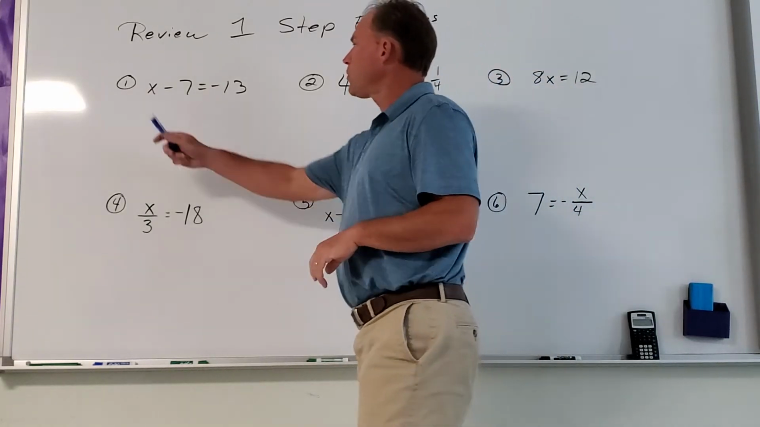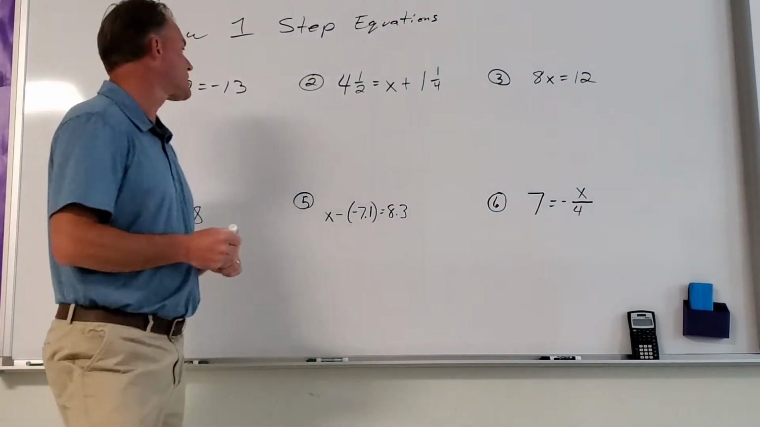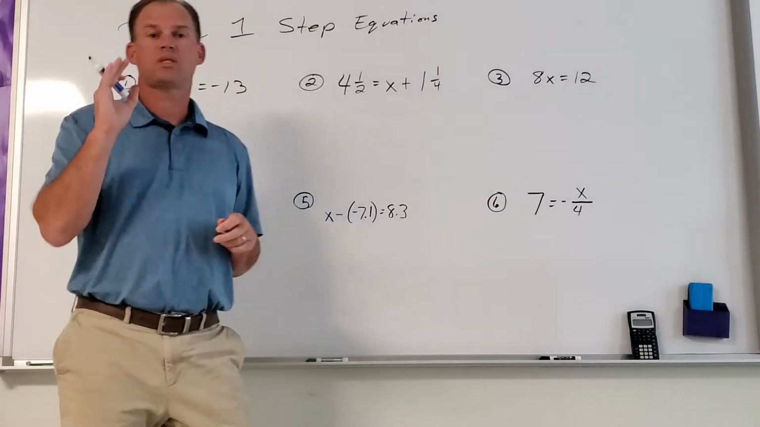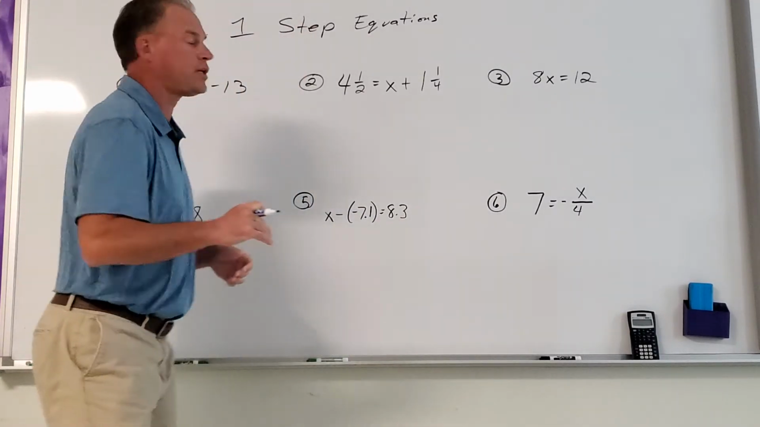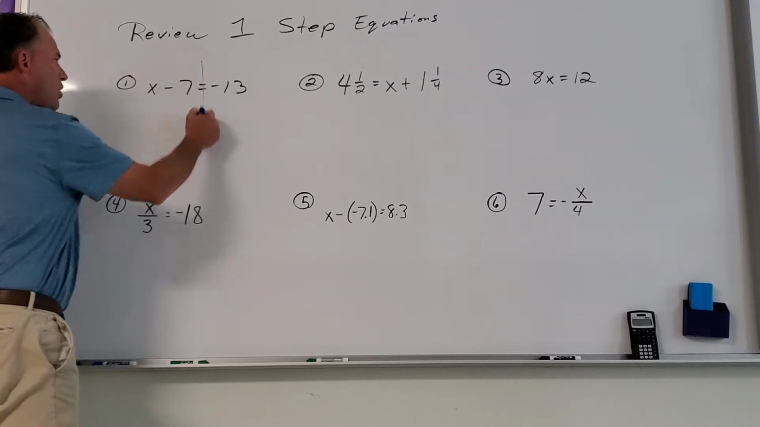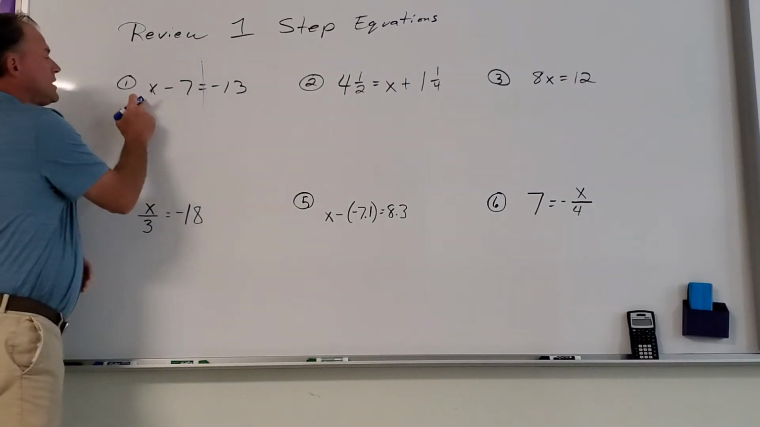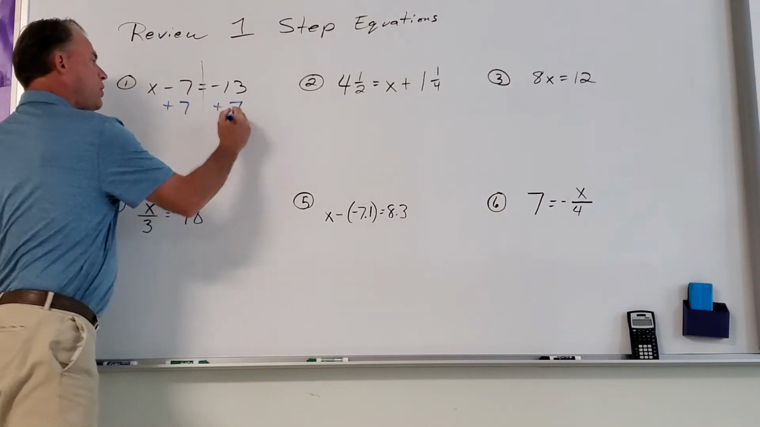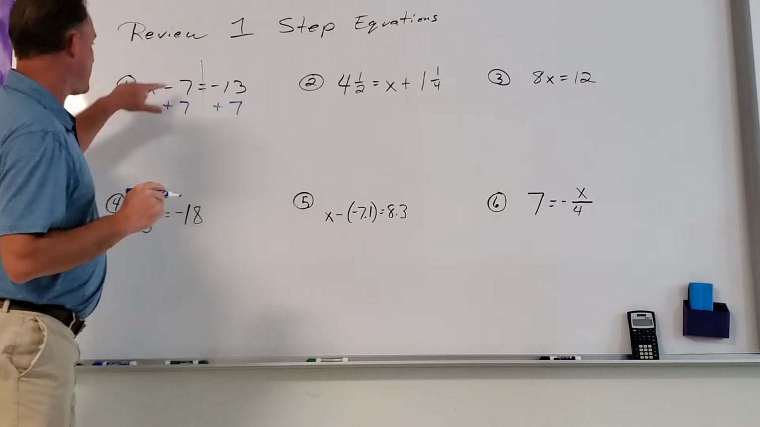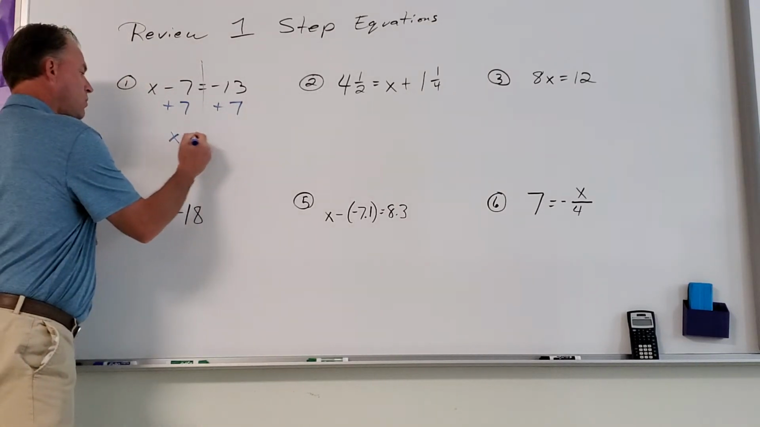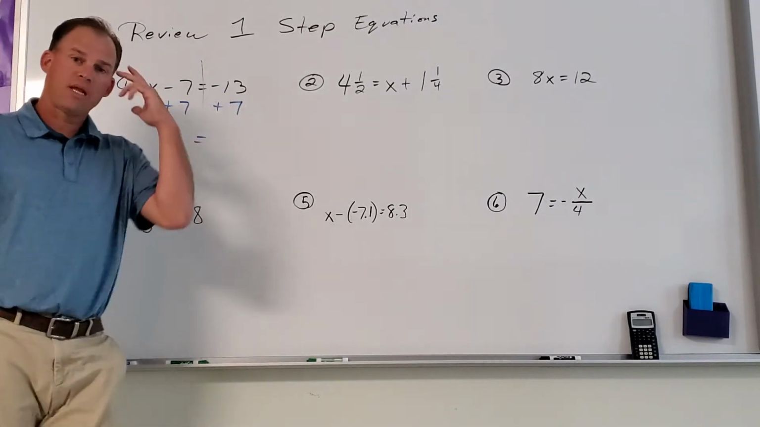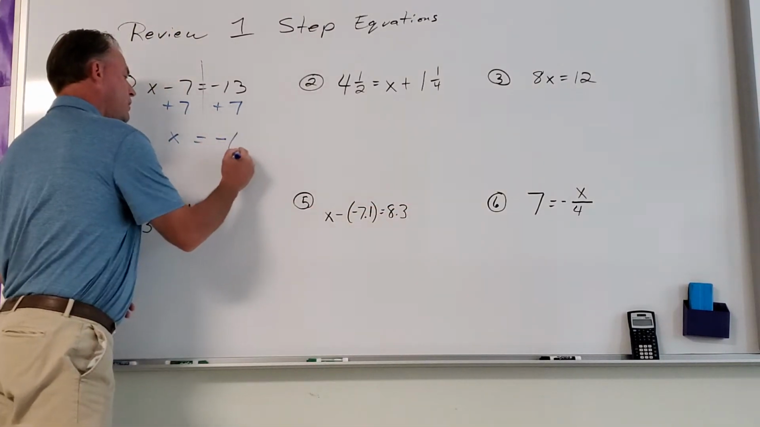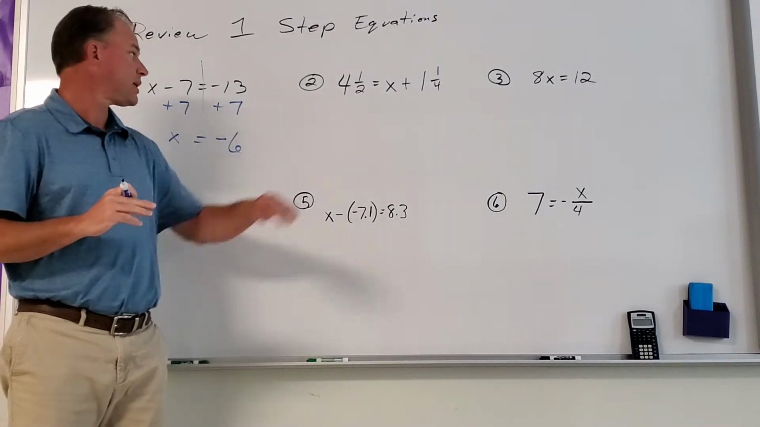All right, numero uno, x minus 7 equals negative 13. So just like any other one-step equation, you solve the equation with the inverse operation. I know the x is on the left-hand side, so this is x minus 7. The inverse operation is to add 7 to both sides of the equation. Minus 7 plus 7 makes 0. Negative 13 plus 7. If you know that off the top of your head, great. If not, you're grabbing the calculator here and you're going to get the answer, negative 6.